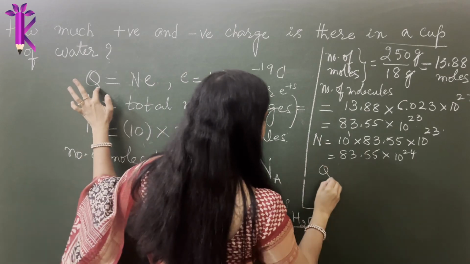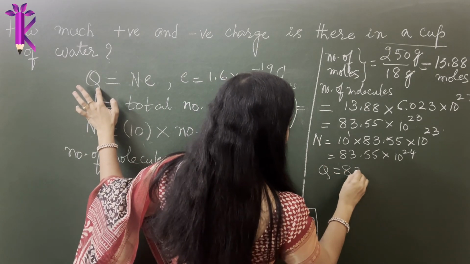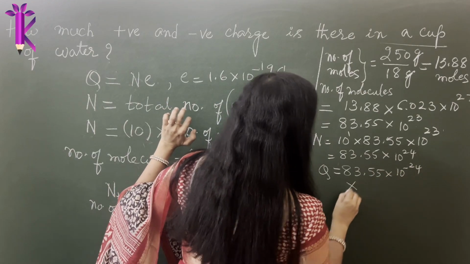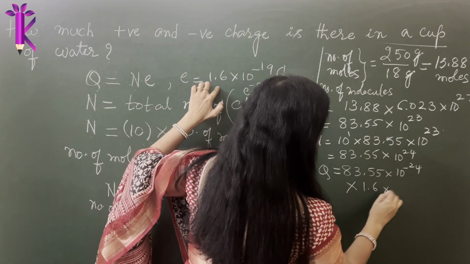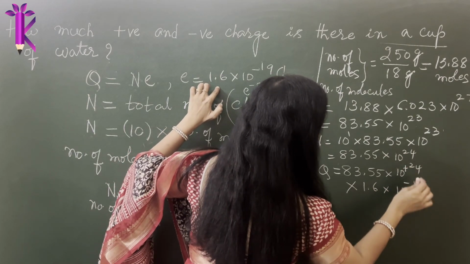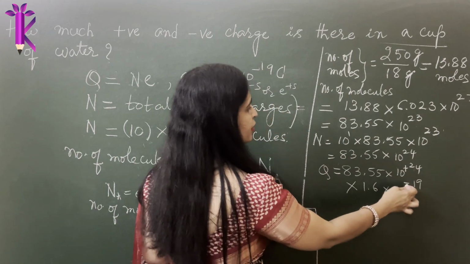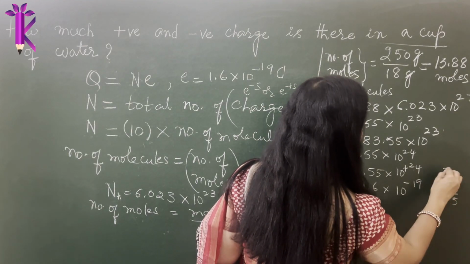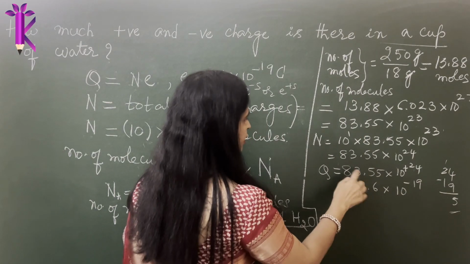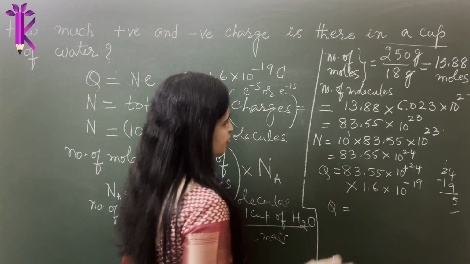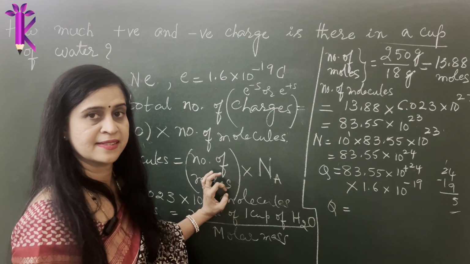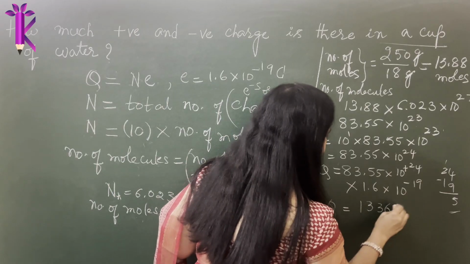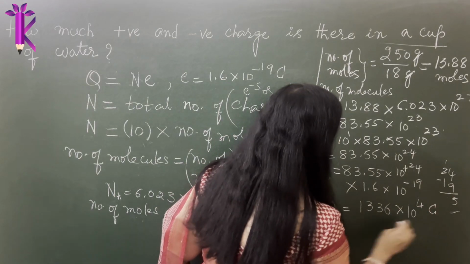Now let's calculate Q. Q is N into e, that is 83.55 into 10 to the power of 24 multiplied by 1.6 into 10 to the power of minus 19. So 10 to the power of 24 minus 19 is 5. Now if you multiply this, use your calculator, and let's see what the answer is. Therefore it is going to be 1336 into 10 to the power of 4 Coulomb, which is huge.